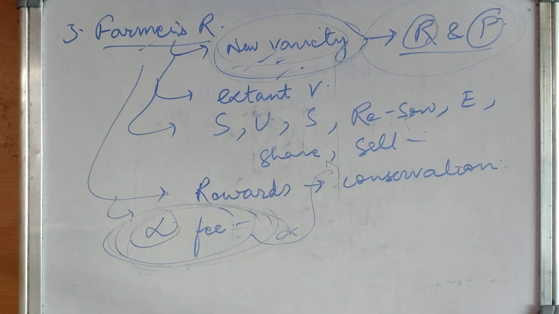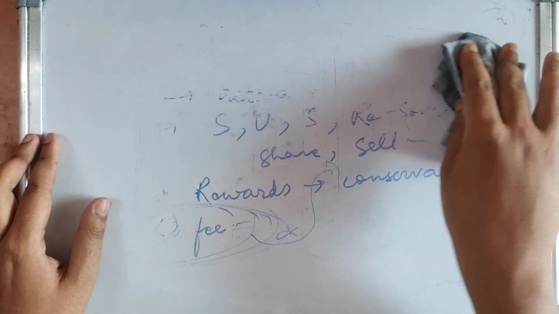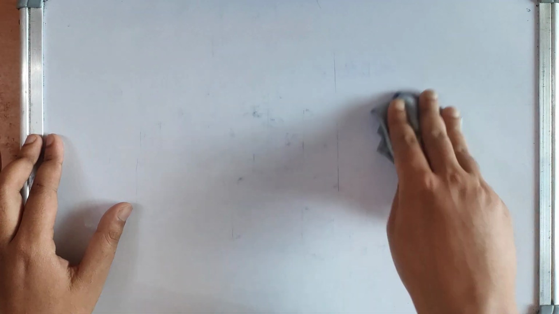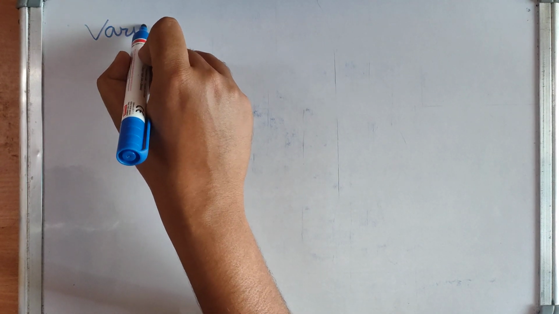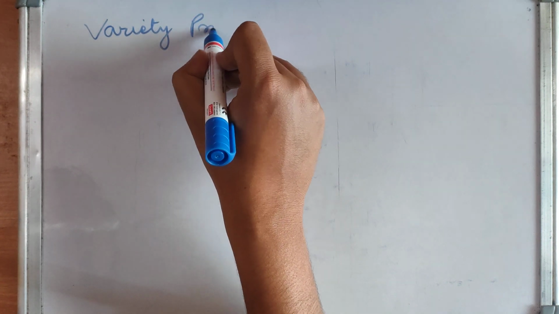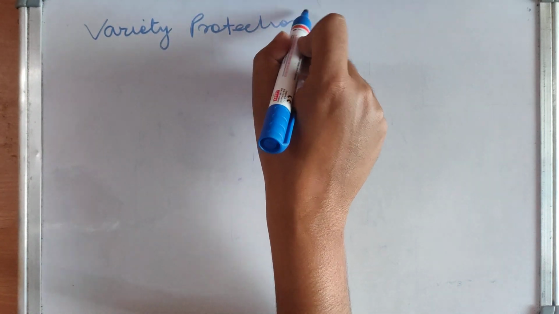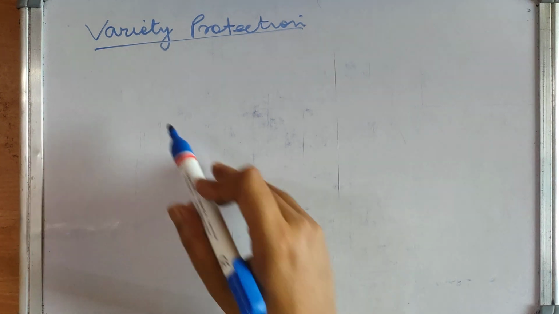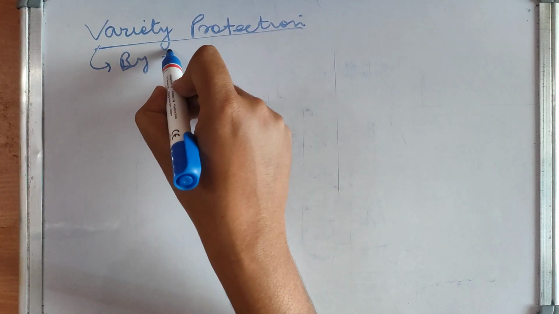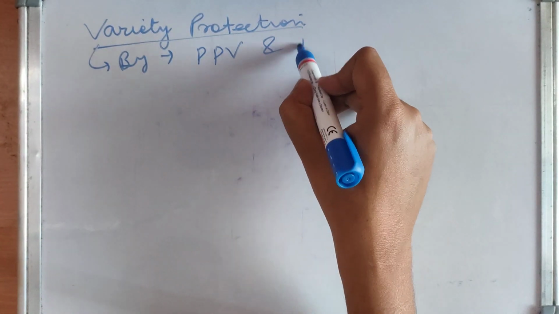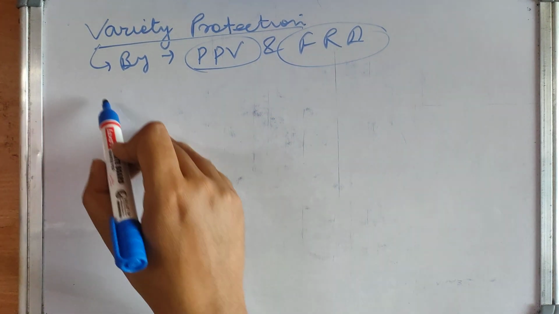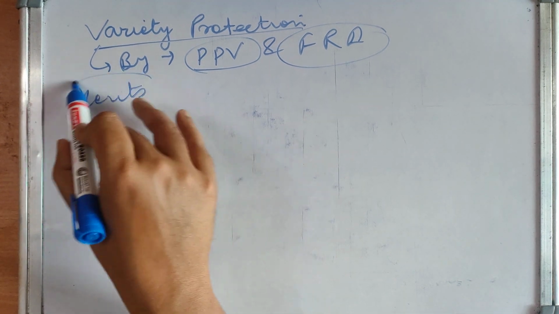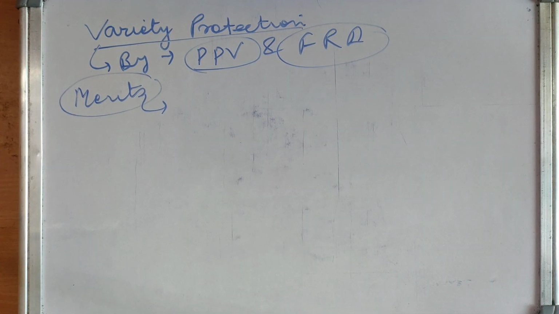So these were the rights under the PPV and FR Act. I hope you all understand it. Now moving on to the next topic, that is variety protection. This is by PPV and FRA, that is Protection of Plant Varieties and Farmers' Right Act. So what are the merits? Why do we need to protect varieties through this?